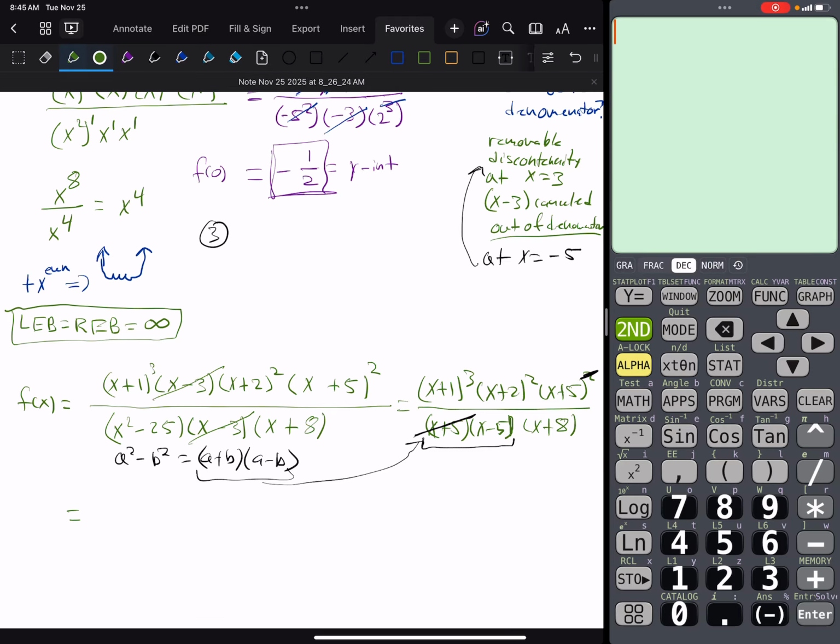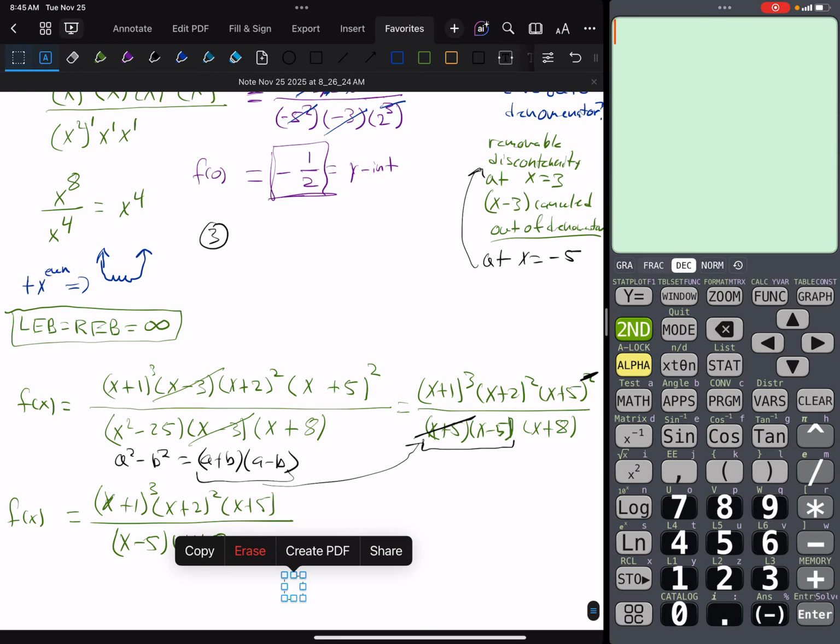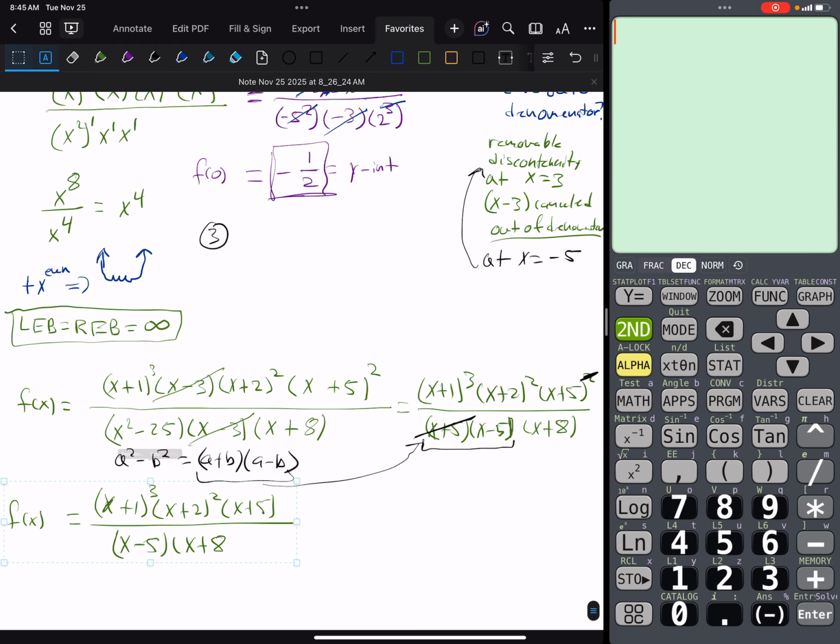And so my f of x, that we're really finishing the sketch up of here with those discontinuities noted, is x plus 1 cubed, and then x plus 2 squared, x plus 5, all divided by x minus 5, x plus 8. And let's make that 1 cubed a little bit more readable there. All right. Well, it's nice to know the simplified version of what we're after.